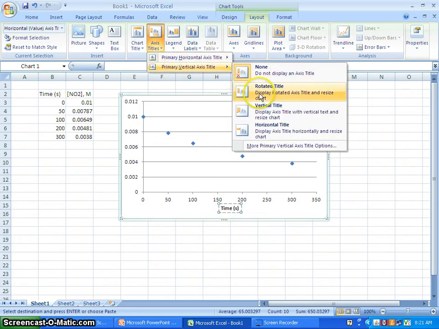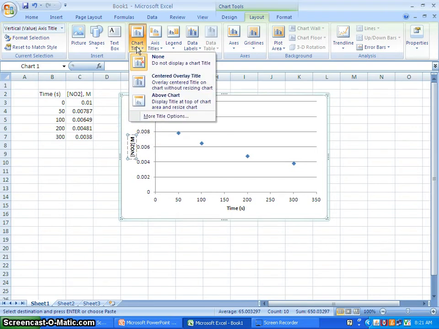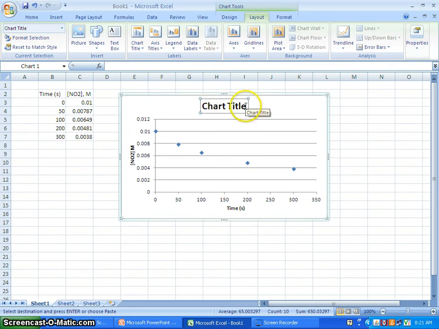Vertical axis, and this is the concentration of NO2, and that unit is molarity. Now we can also add a title. This is the concentration versus time. Now, this graph tells us a little bit of information. First of all, we can see that by changing the concentration, the reaction rate changes because it happens at different times. We actually have a curve.